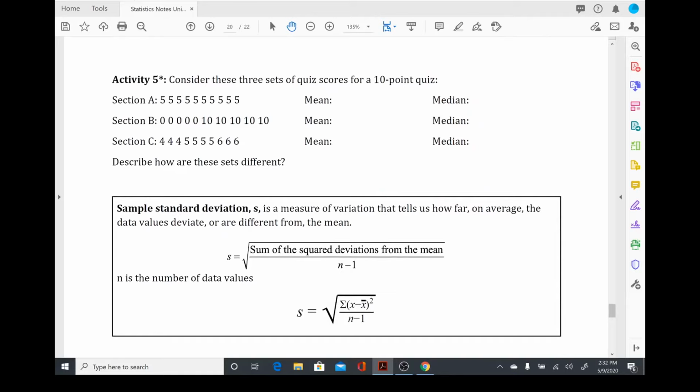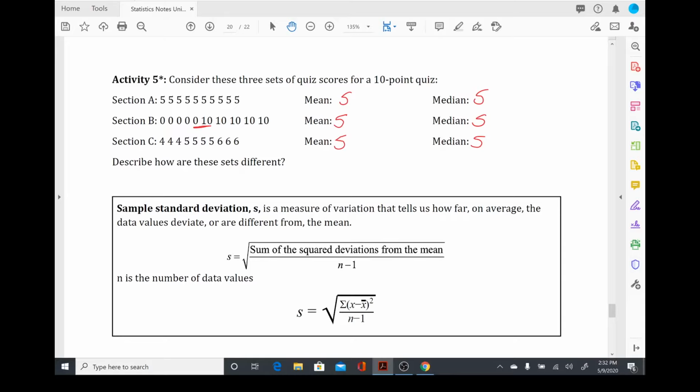So let's consider these 3 sets of quiz scores. Find the mean and the median for each. Not too difficult. They're all a bunch of 5s. So the median would be 5. The middle 5 would be a 5. Next one, 0 and 10 share the middle, so the median again would be 5. If I add all of these numbers up, I'm going to get 50, and 50 divided by 10 is 5. Next one, median 5, median 5. Mean and median are both 5. All of them are 5, so obviously these sets of data are all the same.